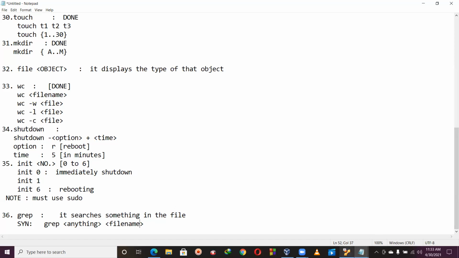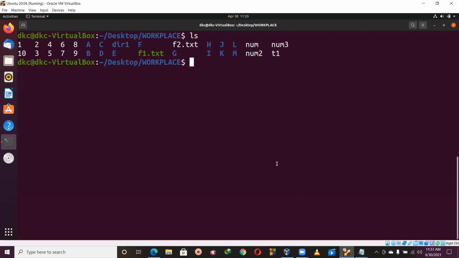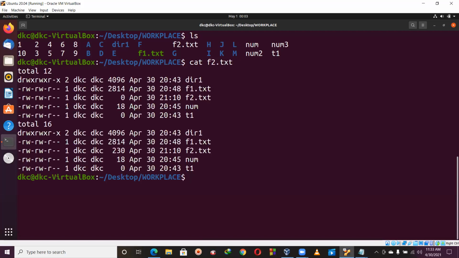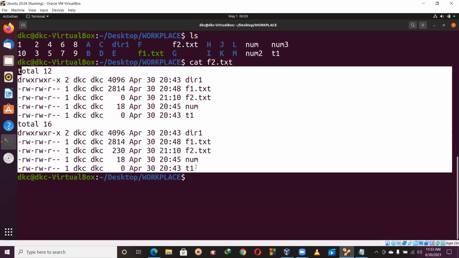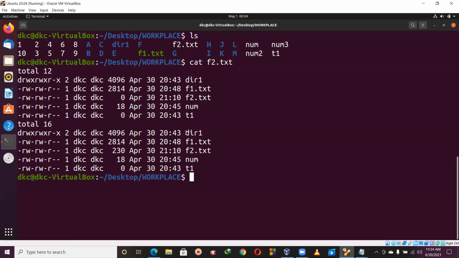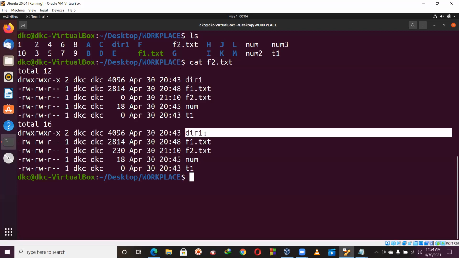So I'm showing that one. Suppose first let me check the contents of any file. Suppose I'm taking f2.txt. What is the content? Observe all of you, this is our file contents. Which file is this? This is f2.txt. Now here I want to search dir1. I want to search dir1.